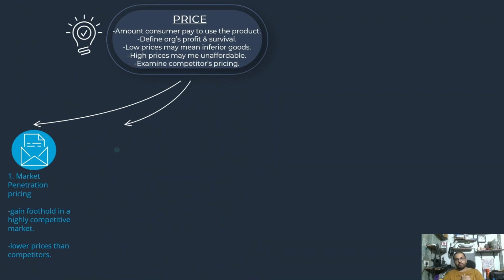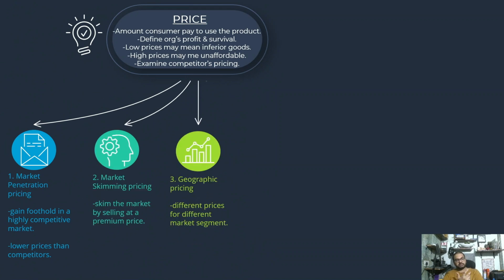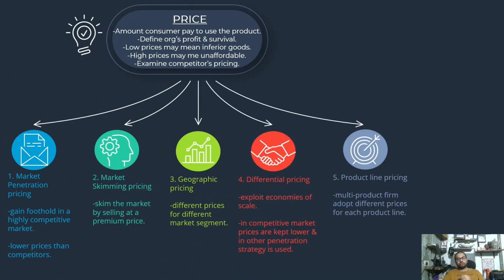The second P of our marketing mix element is the price. Now, what is price? So price is basically the amount which the consumer is paying for your product. So why is price important? Because it is the price which defines the organization's profit and survival. And it is the price which is very essential for the consumer. If you have priced your product properly in the market, then you will be able to attract a lot of customers.